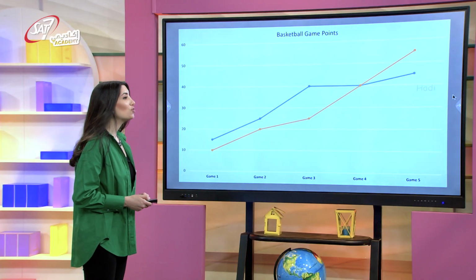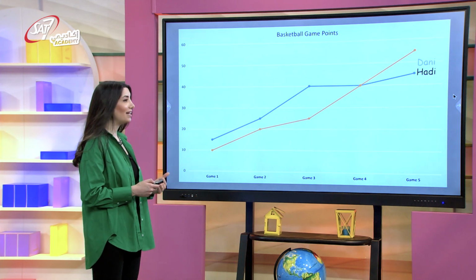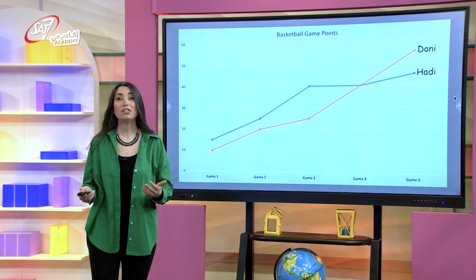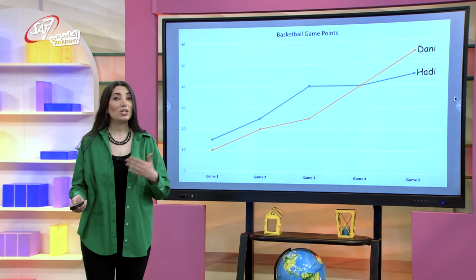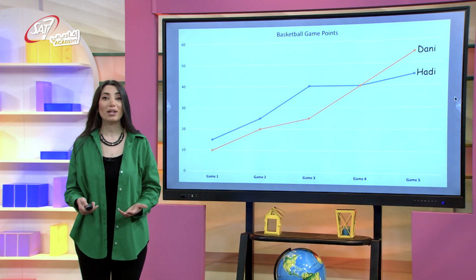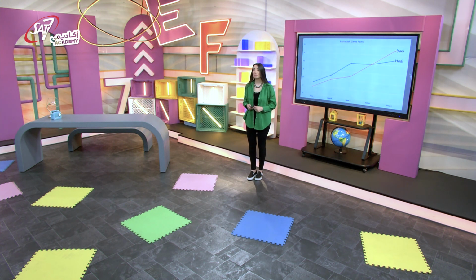The blue line shows Hadi's scores, and the orange line shows Danny's scores. So what information does this line graph reveal? Which player scored more points during the season? Did they become better at basketball with time?